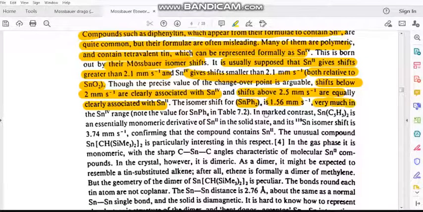It's very much like the tin 4 range. So for (SnPh2)n, the isomer shift value is 1.56. It clearly indicates the tin is present in the +4 range, unlike the value for tetraphenyltin. So this is different. This one is polymeric, and that one is not polymeric, it is a single molecule.